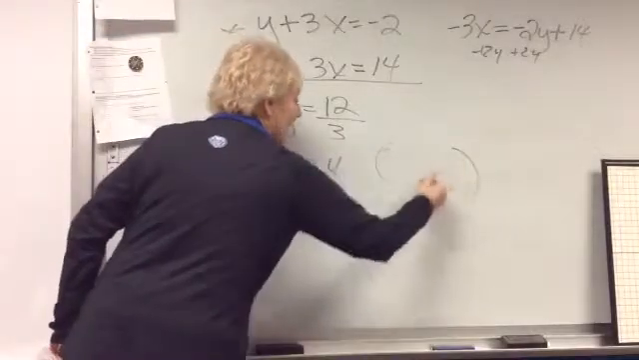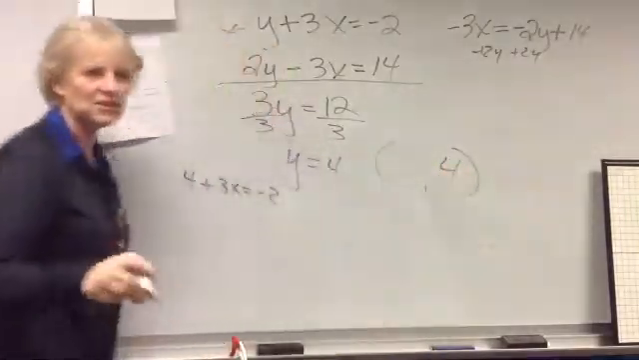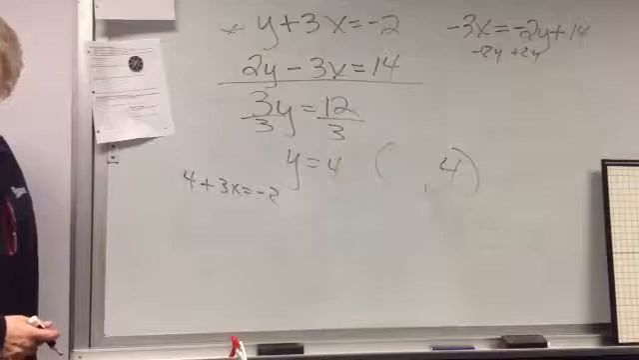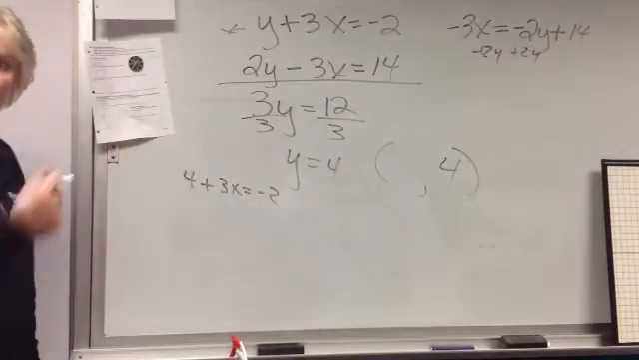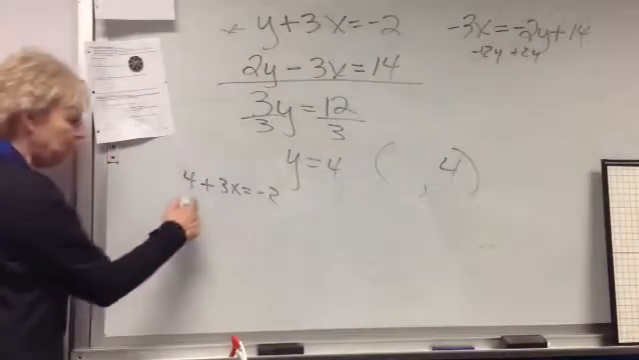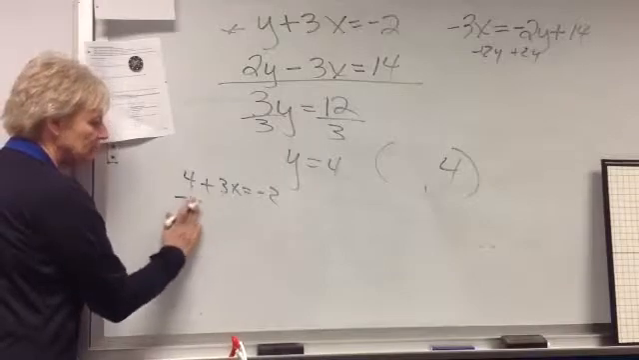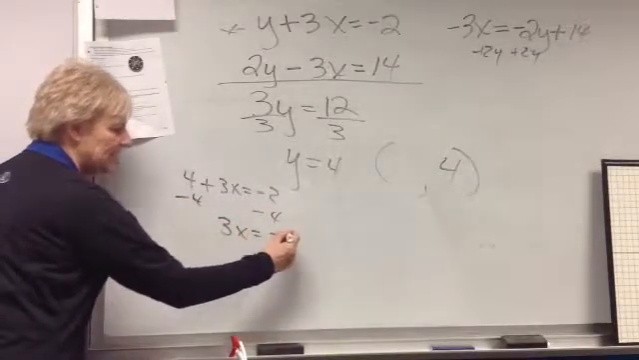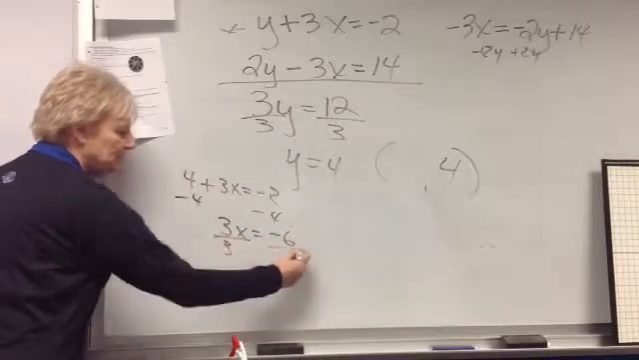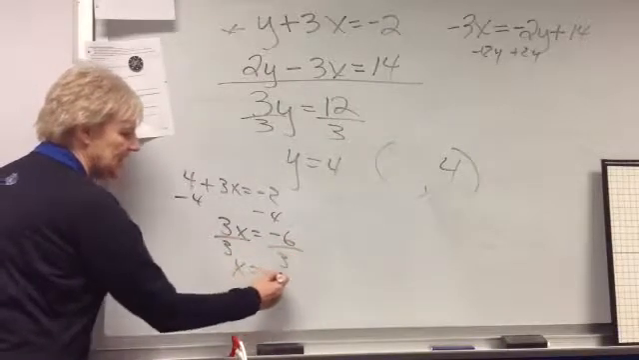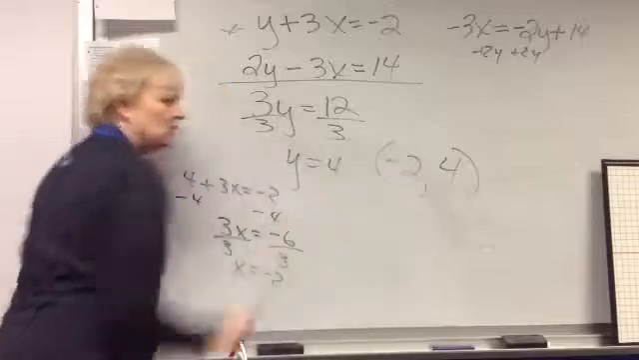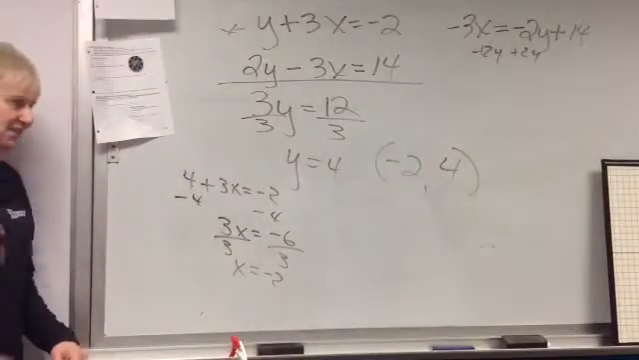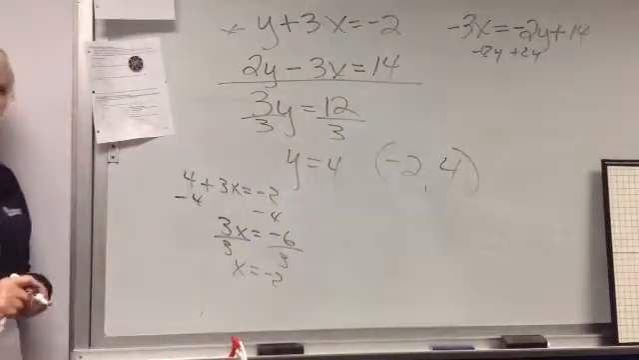And I'm going to substitute this 4 in for y, because right now we have a y. Don't put it first. A lot of people mess that up. This is the y, so we're looking for x. Okay, 4. Subtract 4 from both sides. 3x is -6. Divide by 3, x is -2. Don't get them backwards. X is -2, y is 4.